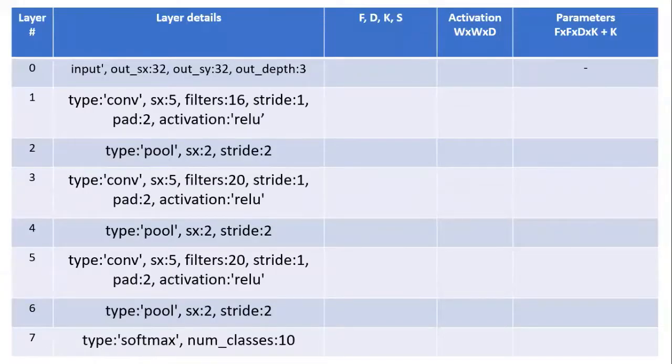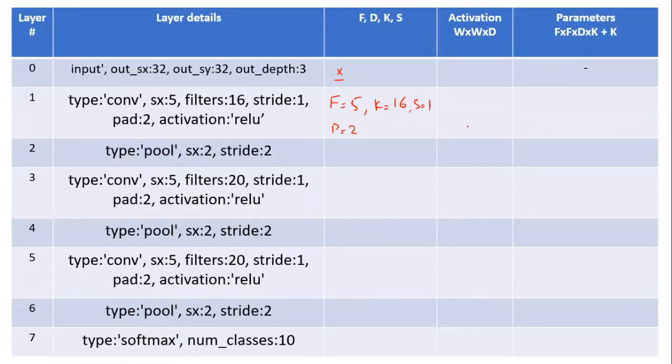Now let's take a look at this and try to figure out these numbers. We've already seen some of these numbers. What's the filter size over here? That's a trick question. There is no filter size over here, because this is the input. What's the filter size over here? F is 5, K is equal to 16, stride is equal to 1, padding is equal to 2.